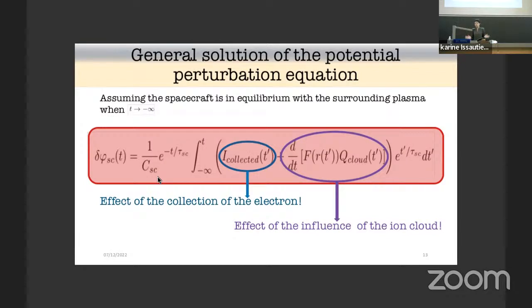So we suppose that the spacecraft is in equilibrium with the surrounding plasma, so time goes to minus infinity. And here it's important to say that we have two parts that are really important to solve the equation. First, this one is the effect of the collection of the electrons from the cloud. And the second part is the effect of the influence of the ions from the cloud.